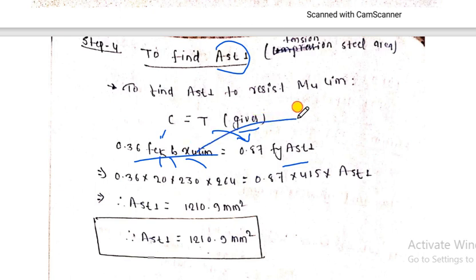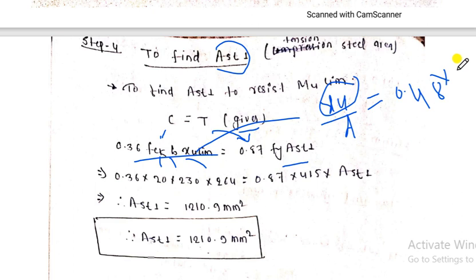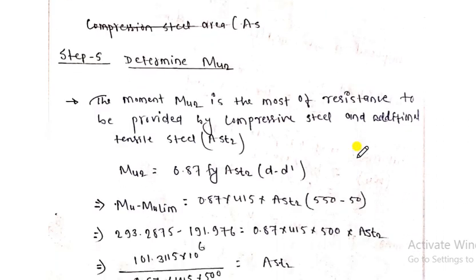Now, how can we calculate xu limit? xu limit by d is 0.48, so from here you can calculate xu limit. Taking 0.48 into d, which is 550, you get 264, equal to 0.87 into fy, which is 415, into AST. For calculating AST, we substitute all these values in the division form of these equations. Then ultimately you get 1210.9 mm squared. So the area of steel for figure 1 is 1210.9 mm squared.